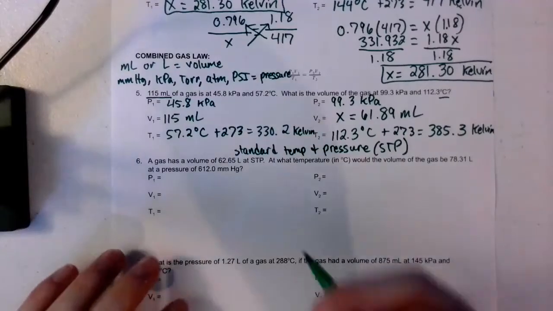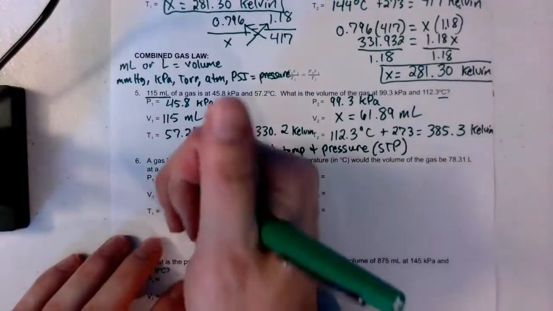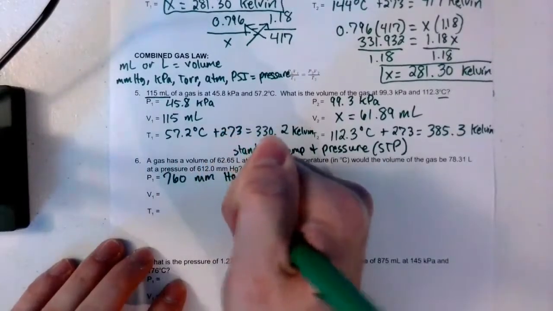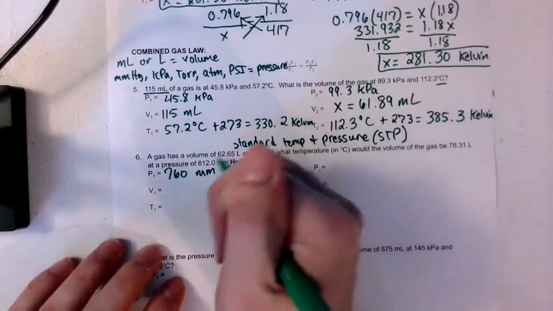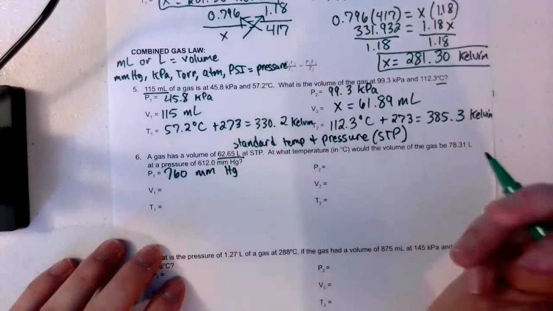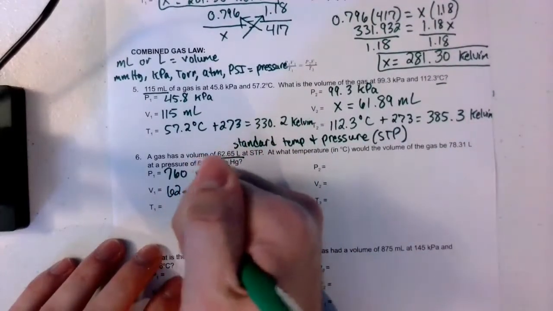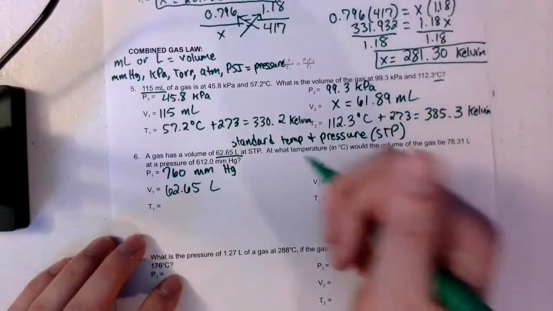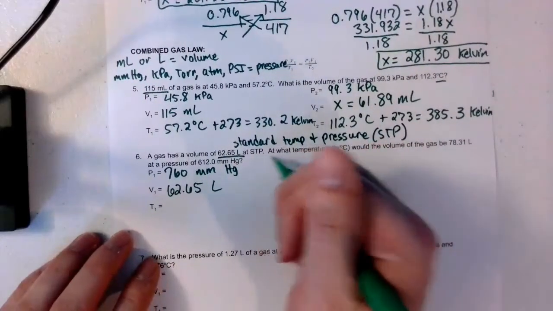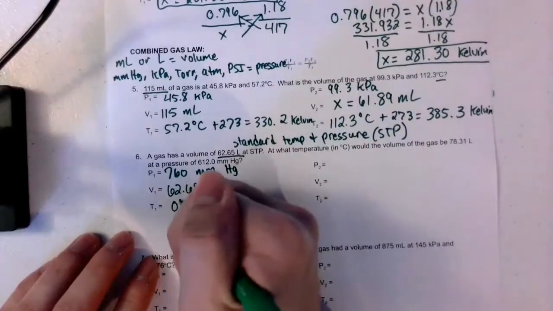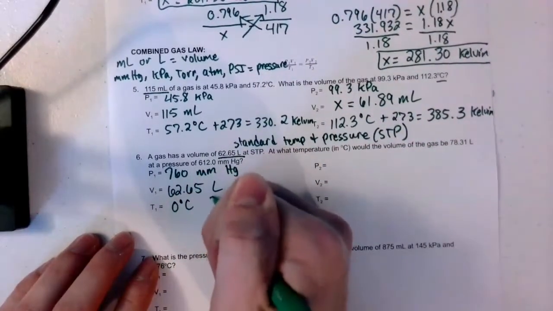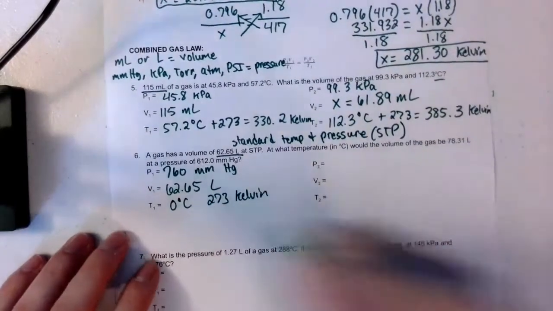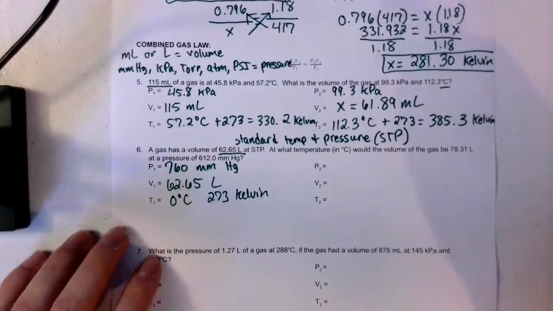Alright, so the pressure that is associated with standard temperature and pressure is going to be 760 mmHg. The volume that it has here is 62.65 liters, so I'm going to put that there, 62.65 liters. And then the temperature that is associated with standard temperature and pressure is 0 degrees Celsius and 273 Kelvin. Because remember, if we just add 273 to 0, we get 273.